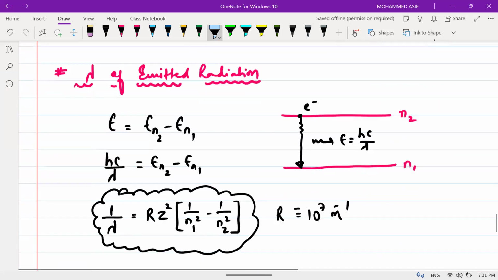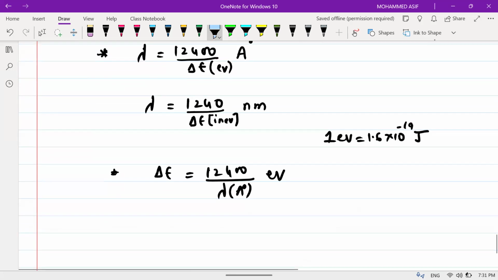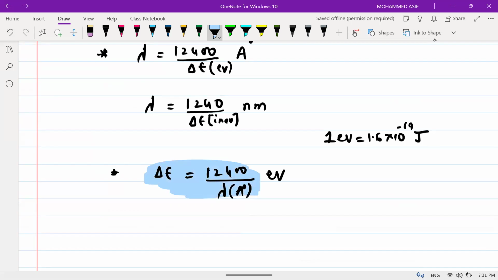The wavelength of the emitted radiation is given by the formula 1 by lambda is equal to R into Z square into 1 by N1 square minus 1 by N2 square. For a hydrogen-like atom, Z value is 1 and the value of R is 10 power 7 meter inverse. How do you calculate the energy? E is equal to 12400 divided by wavelength in angstrom, and the unit of energy is electron volt. In nanometer, it is 1240 divided by wavelength. That much you need to remember. Any doubt in this?